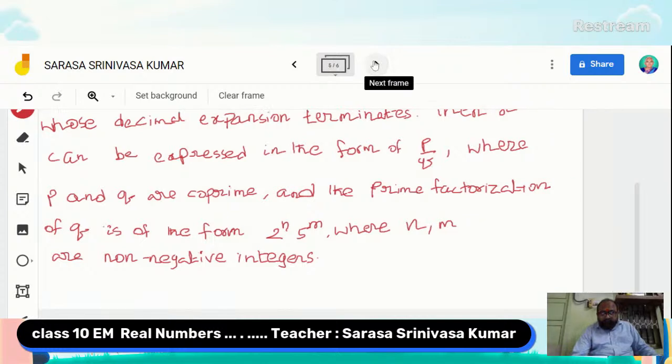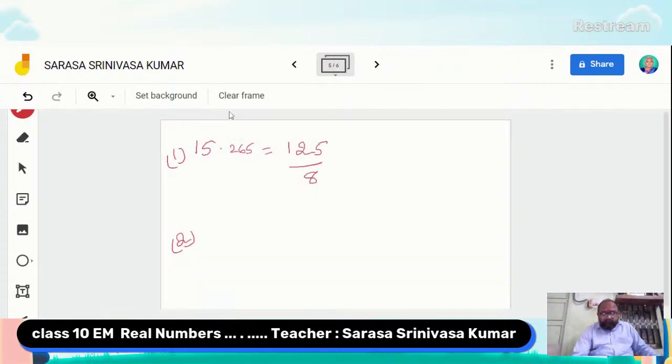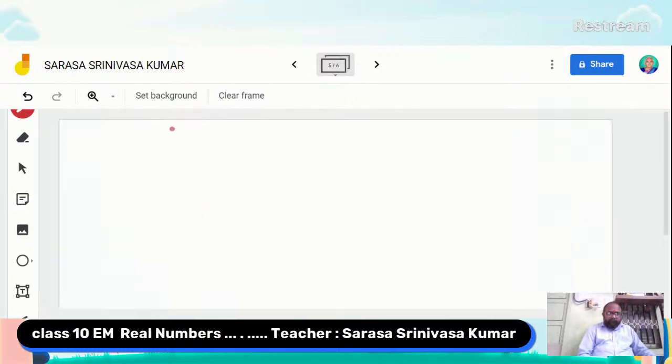Now we consider some problems. The first one is 25 by 2. This is equal to, here in the denominator 2 is there. So by which number should it be multiplied to get 10? So it should be multiplied by 5.